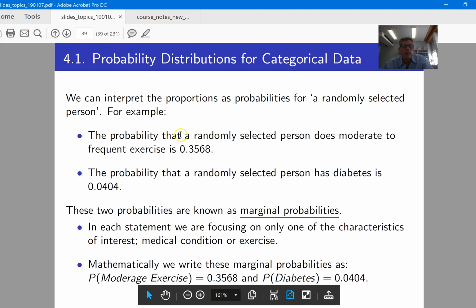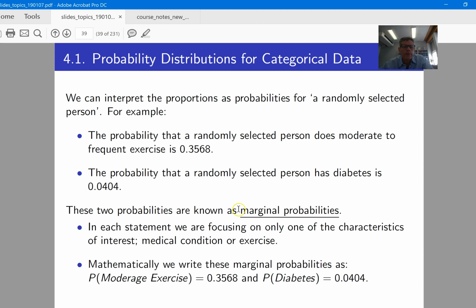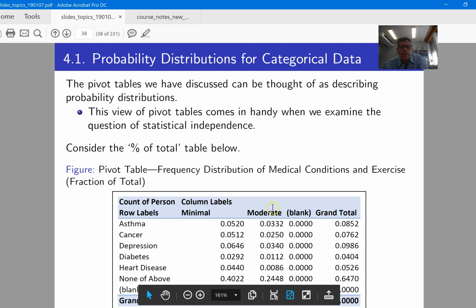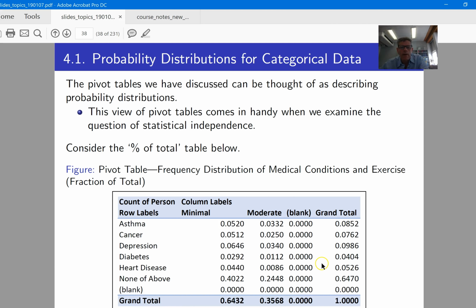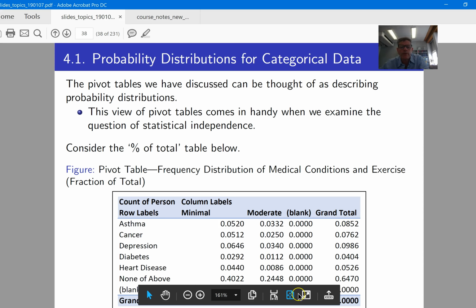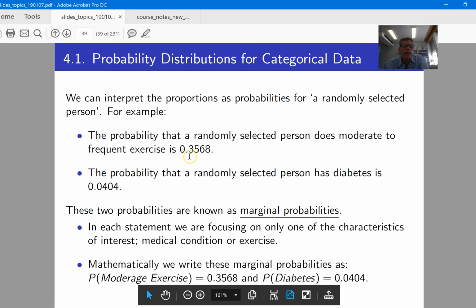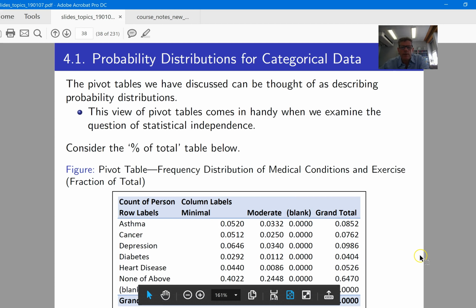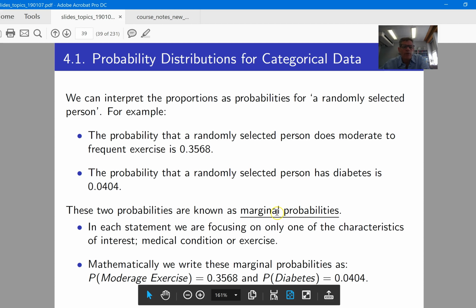So the values in the margin are referred to as marginal probabilities. In the example I gave you, I concentrated just on the probability of a particular type of illness, but I could also have just looked at the particular exercise category, so people who are engaging in moderate exercise, there's a 0.3568 chance that person is in that category. And probability of diabetes, 0.0404, that's that number there. Okay, so that's kind of the marginal probabilities.